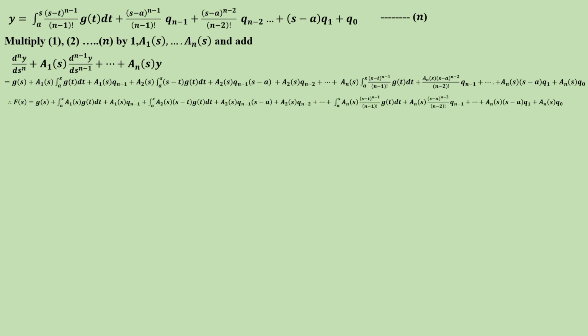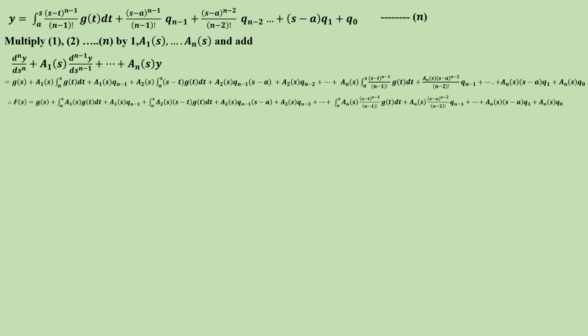Therefore f(s) is equal to g(s) plus the integral from a to s of a1(s) g(t) dt plus a1(s) q_(n-1), plus the integral from a to s of a2(s)(s minus t) g(t) dt, and so on. The nth term is the integral from a to s of an(s)(s minus t)^(n-1)/(n-1)! g(t) dt plus an(s)(s minus a)^(n-2)/(n-2)! q_(n-1), plus and so on, plus the last terms an(s)(s minus a) q_1 plus an(s) q_0.